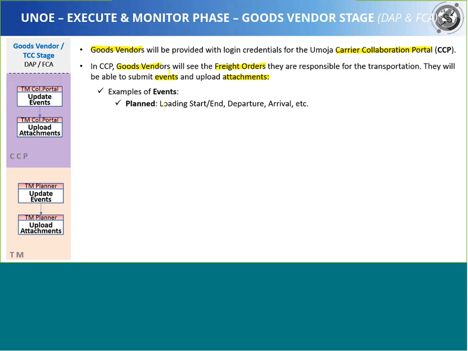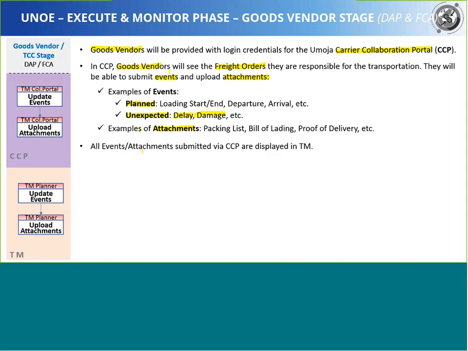Events like, we will have planned events like loading start and end, departure, arrival, and they will be able to submit other unexpected events like delays, damages, etc. So we will have two different types of events that they can submit in CCP. And they will be able to submit also attachments like the packing list, the bill of lading, proof of deliveries, and so on. So all the related attachments for the shipment.